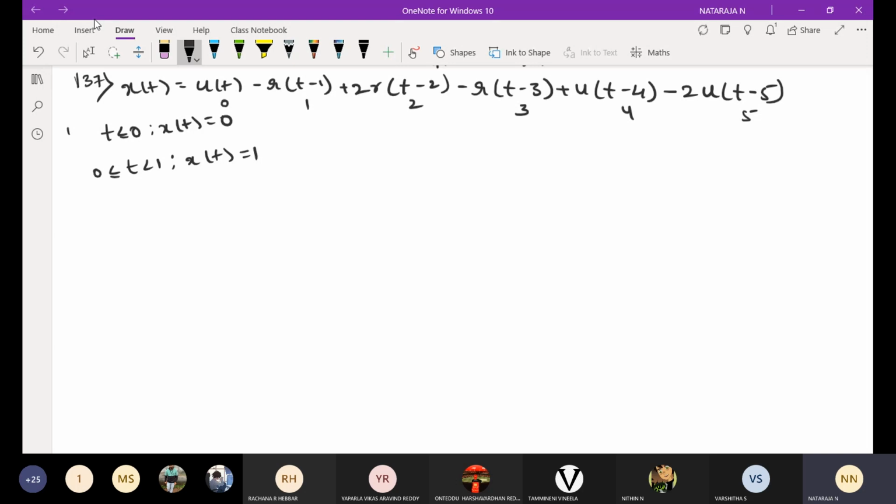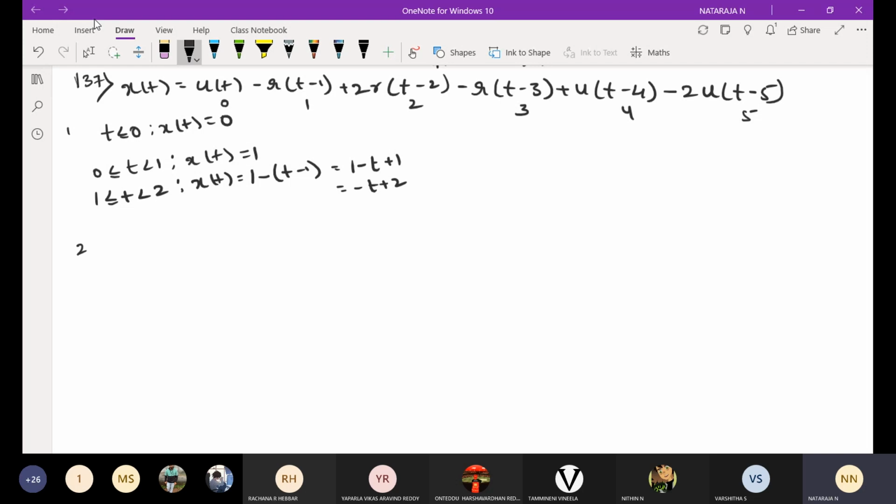Then the signal from 1 to 2: 1 less than or equal to t less than 2. x of t is equal to the previous output, which is 1, then minus of t minus 1. That is equal to 1 minus t plus 1. What will you get? Minus t plus 2.